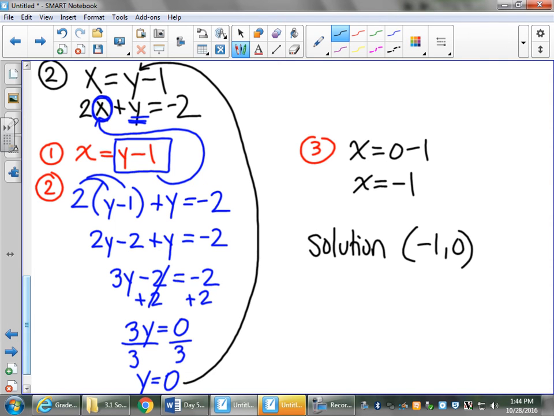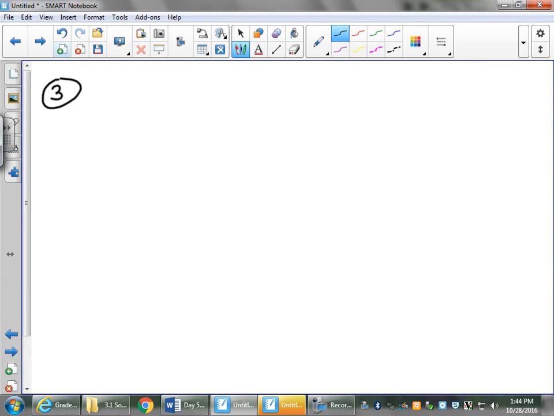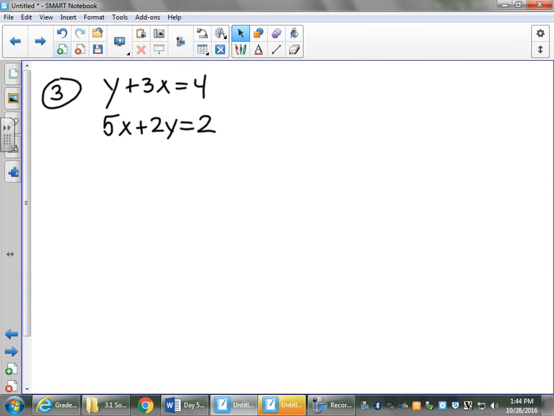Ready for example number 3? Y plus 3x equals 4, and 5x plus 2y equals 2. Step 1, isolate a variable. This time that's not done already for us. We have to pick a variable that's easiest to isolate. When I do that, I like to look to see if any variable has a coefficient of 1 or negative 1. Those are the easiest variables to isolate.